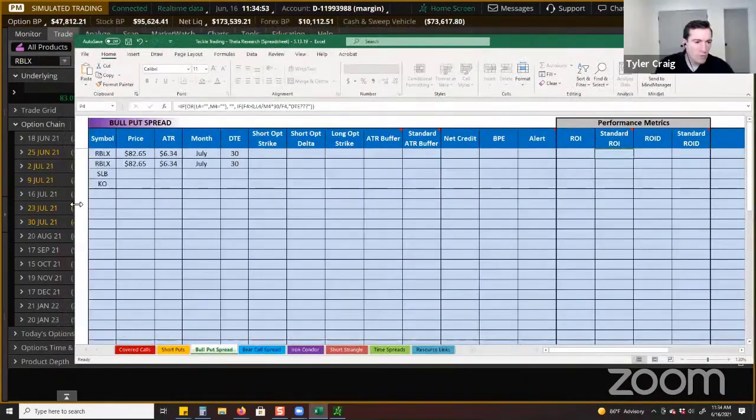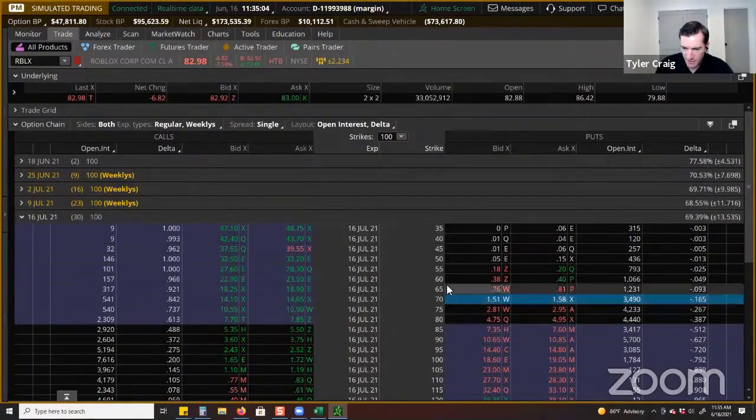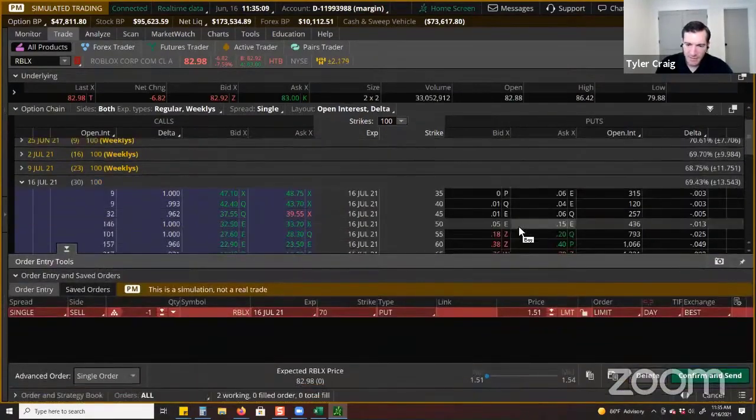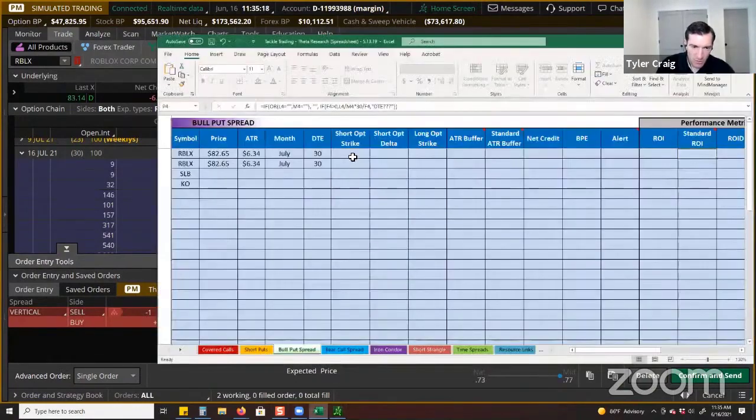So with Roblox, I'm going to go to July, and I generally want to sell a bull put with a delta less than 20 or so. The first one I want to illustrate is the 16 delta, which is the 70 strike price. I'm going to sell that, and I'm going to buy the 65. So we've got a $5 wide vertical spread where the short option is a 16 delta. Short option strike is 70, delta 16, long option strike is 65.